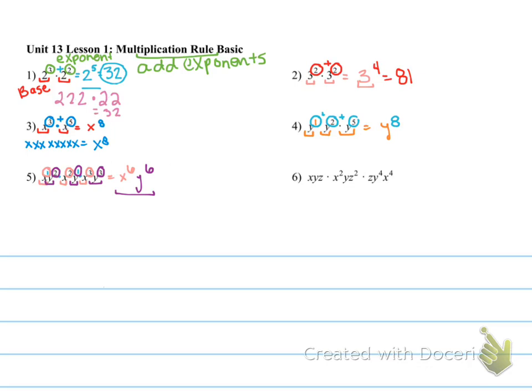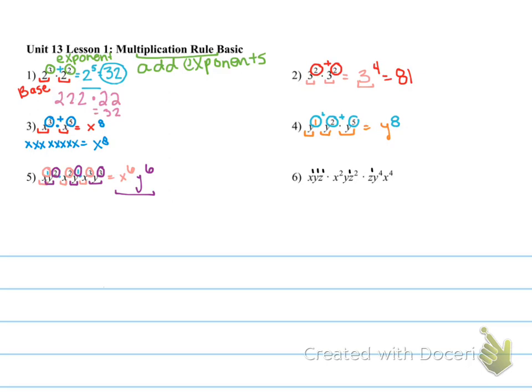Okay, so for number 6, remember our first step, we need to go through and add the numbers that don't have exponents. So that x needs a 1, the y needs a 1, the z needs a 1, this y needs a 1, this z needs a 1. Okay, and then you can see we've got 3 different variables.